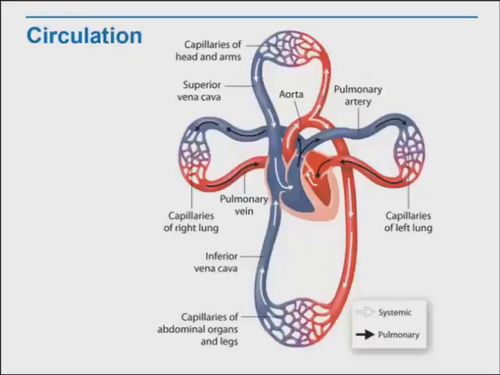The left side of the heart pumps oxygen-rich blood to the rest of the body through the systemic circulation. Cells absorb much of the oxygen and load the blood with carbon dioxide by the time it returns to the heart. How is pulmonary circulation different from systemic circulation? Pulmonary circulation is the blood flow between the lungs and the heart. Systemic circulation is the blood flow between the heart and the body.